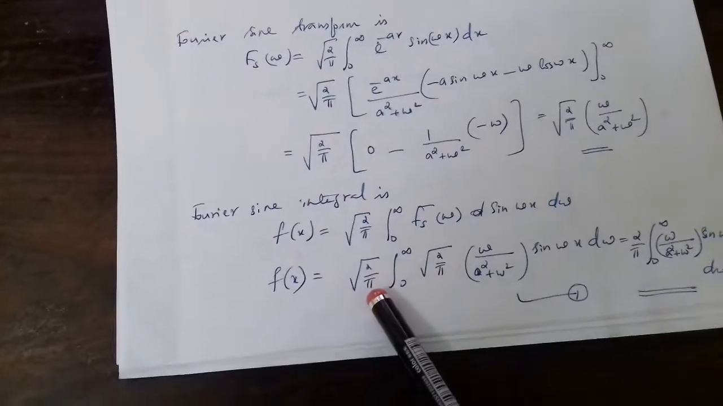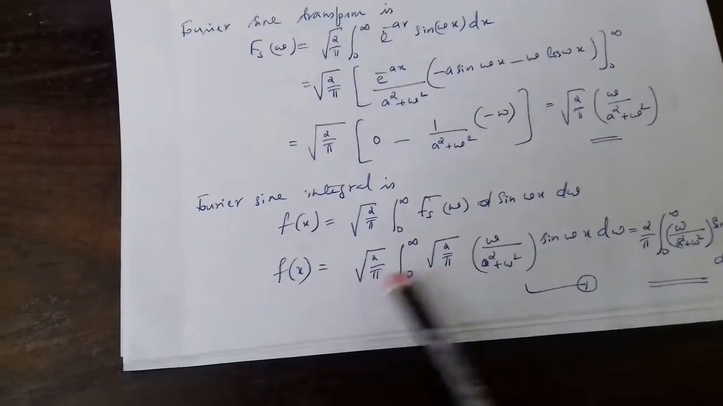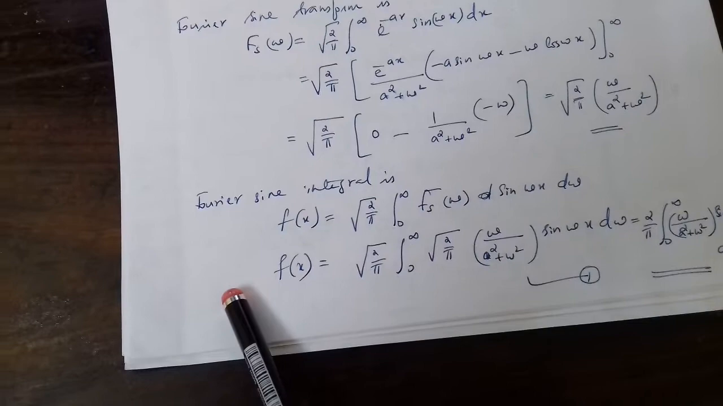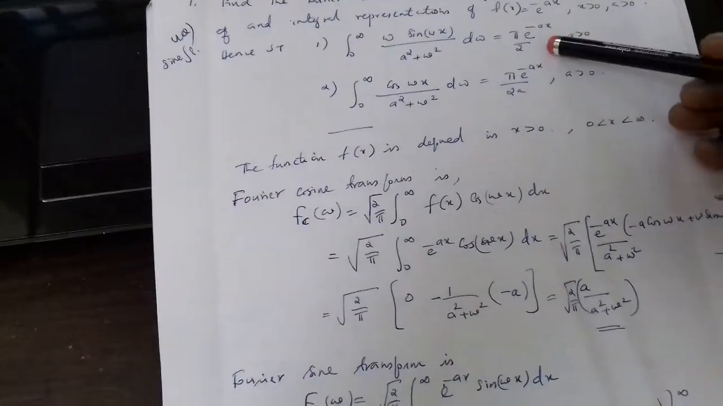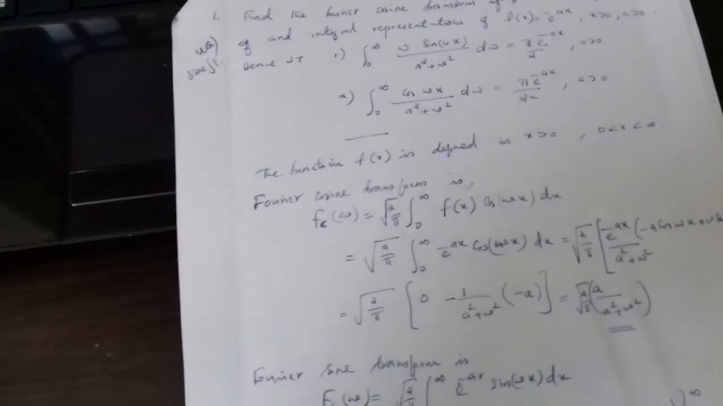Root of 2 by pi is already there. So 2 by pi, and on the left hand side it goes as pi by 2. So this integral value is pi by 2 e raised to minus ax. Proof 5. Next, let us write the cosine integral.